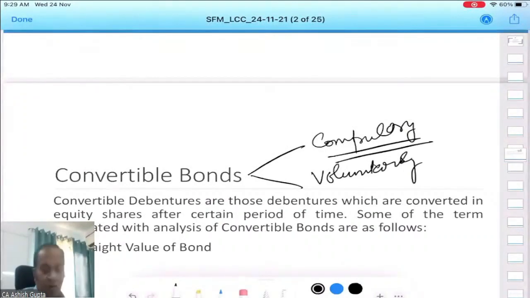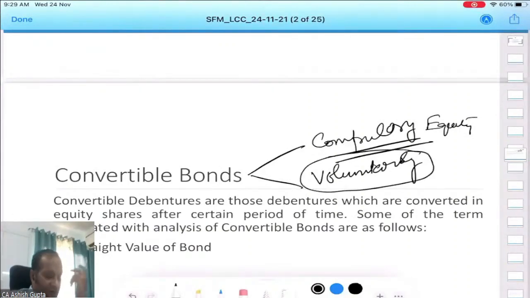In compulsory, the holder does not have any choice. Of course, after a certain period of time, the company will automatically convert the debenture or the bonds into the equity shares. They have no choice. Okay. Whereas in case of voluntary, it has a choice with the investor. Either he or she can go for the conversion option, or he or she can opt for the maturity. So it is up to his or her choice. But there can be a hybrid in between the two, where there is a partly convertible.